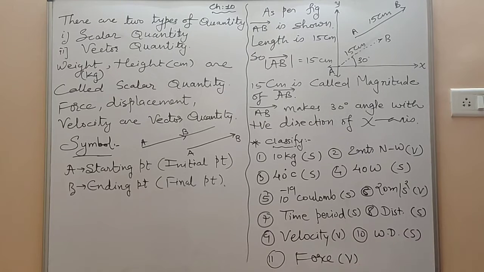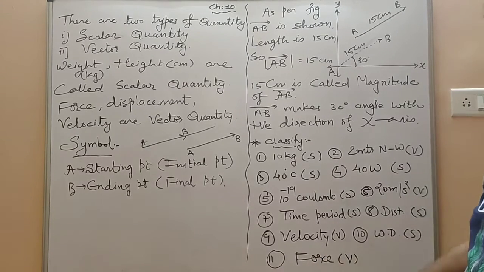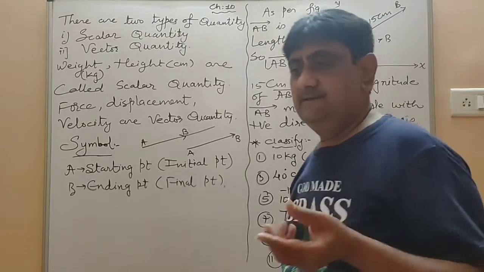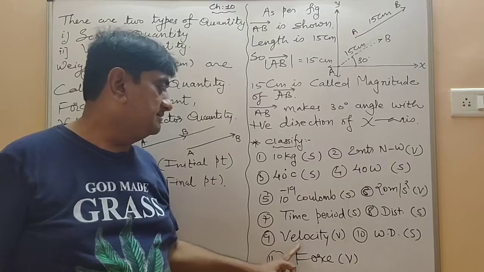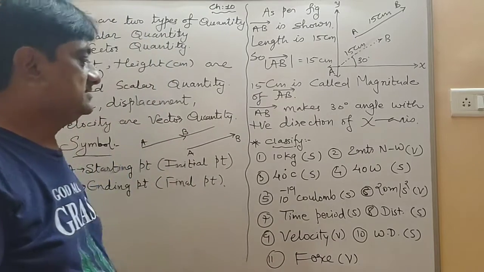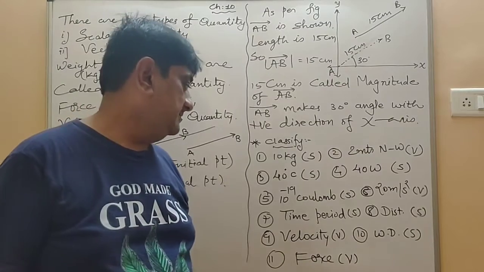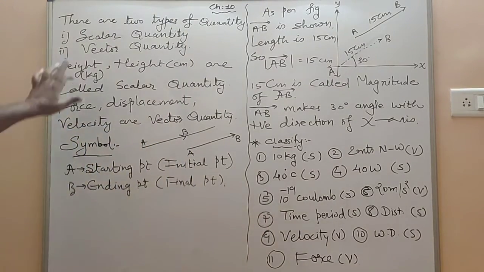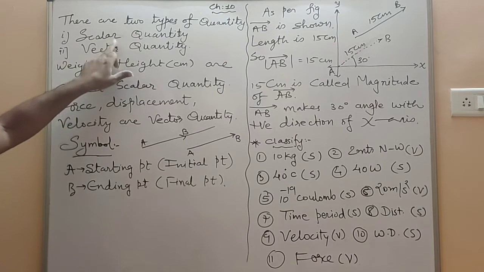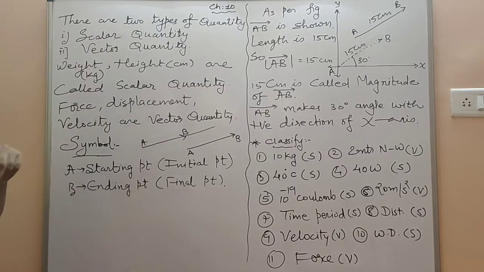Work done is scalar quantity and force is vector quantity. In a force and velocity, direction must be required, and if direction is required, it is called vectors. And if some quantity is there and direction is not required, then it is called scalar quantity. So there are two types of quantity, scalar and vector quantity. These two are the examples of scalar quantity. These two are the examples of vector quantity.